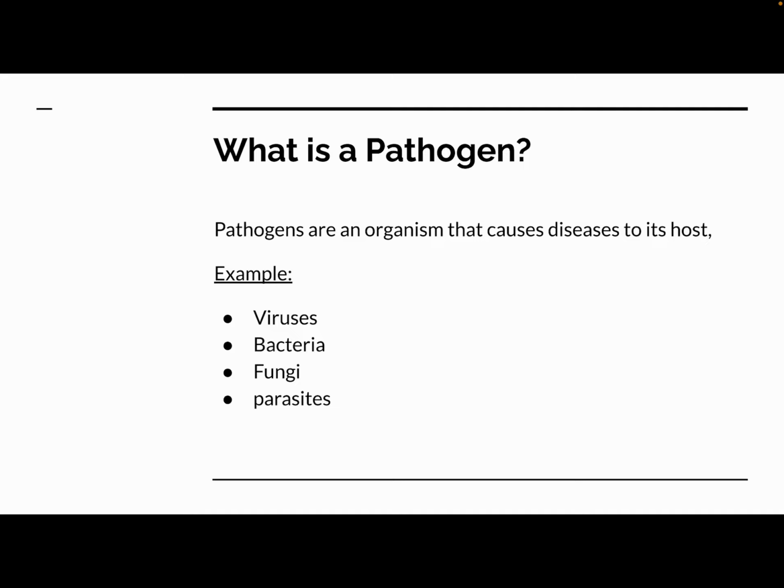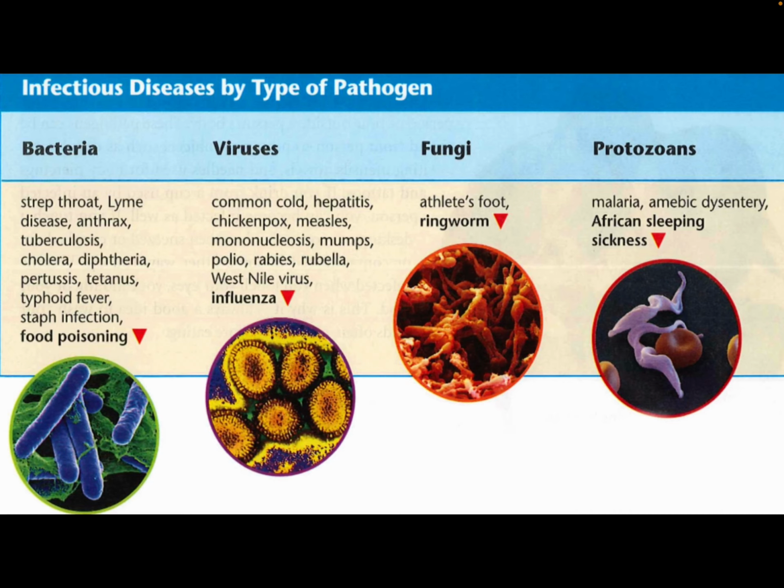Pathogens of bacteria are spread through contact with another person, contaminated objects, or contaminated food. These are some different types of infectious diseases: bacteria, viruses, fungi, and protozoans.